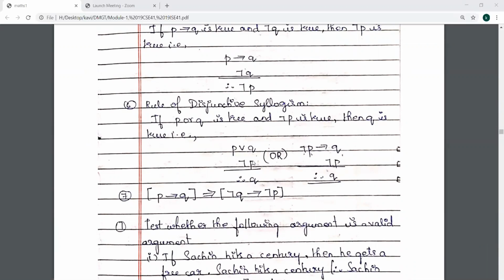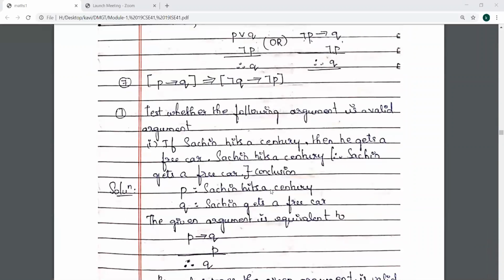So the propositions will be given, the conclusion also will be given. So you need to check whether the argument is valid or not. We will see the example. See the first problem. Test whether the following argument is a valid argument. Here the argument is given. So first sentence is, if Sachin hits a century, then he gets a free car. Then second statement, Sachin hits a century. Therefore Sachin gets a free car.